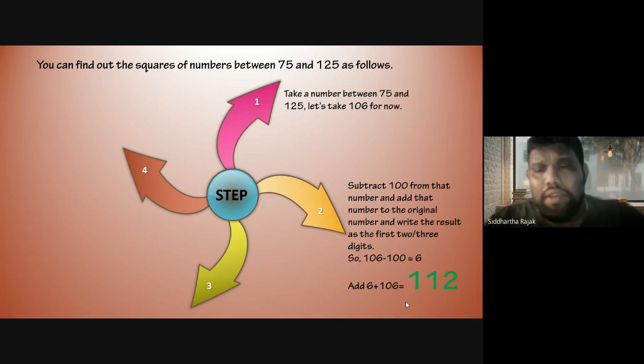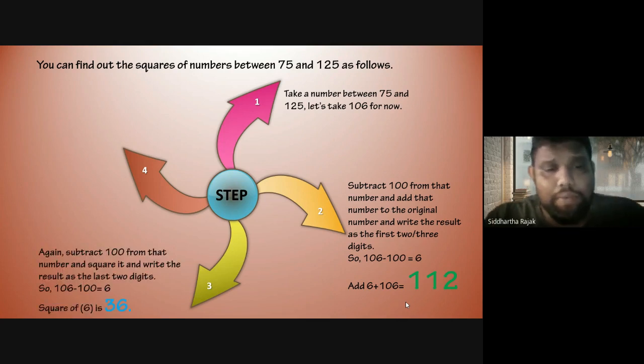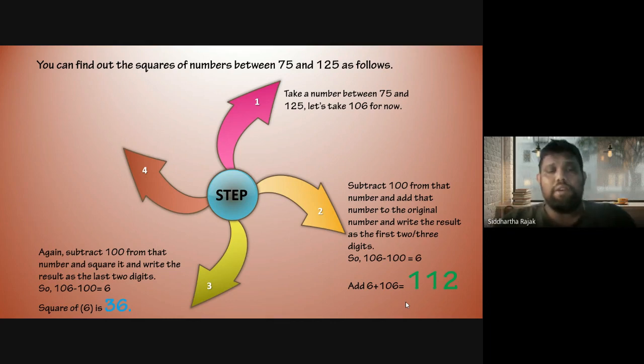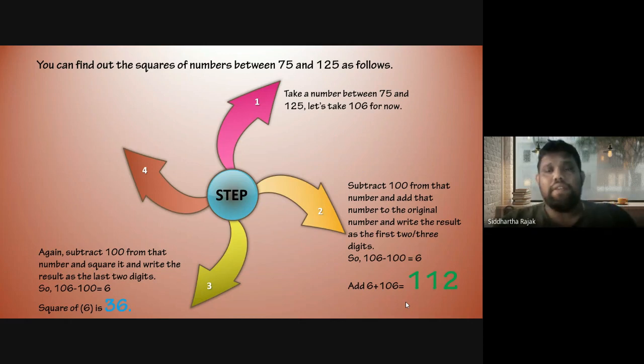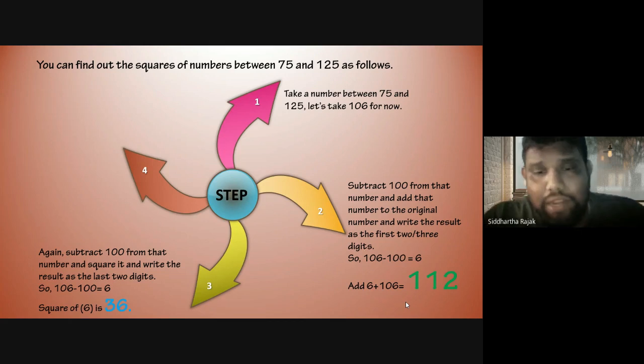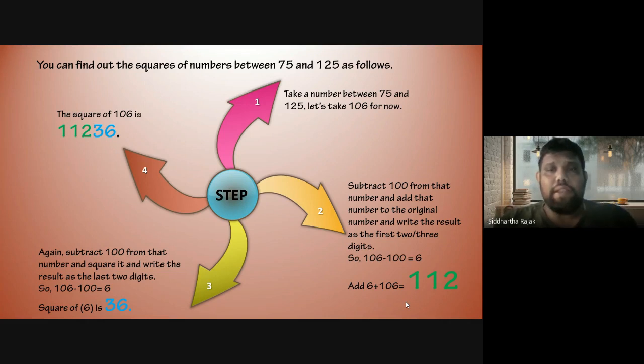So the first step is you need to subtract 100 from the number, or you can even say, whichever number you take, how much that number is greater than 100, you need to add that to itself. So 106 is 6 greater than 100, so you add 6 to 106, and it becomes 112. This is the first step. And in the next step, whatever number you got by subtracting 100, for example, 106 minus 100 was 6, you just square that number. So the square of 6 is 36, which is quoted in blue on your screen. Now these two numbers, when kept together from left to right, from green to blue, 1, 1, 2, 3, 6 is the square of 106. This is a way to find out the squares of numbers between 75 and 125.